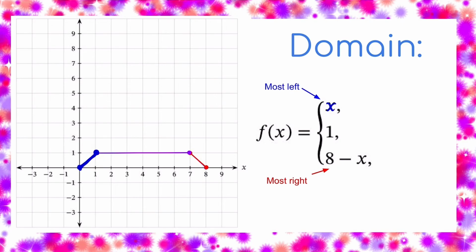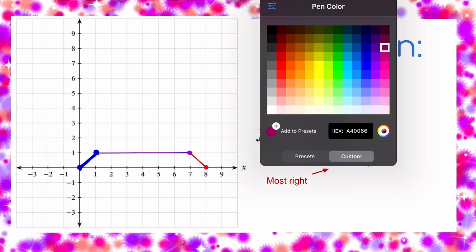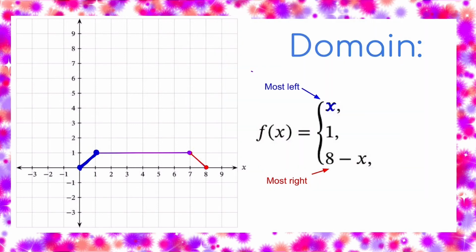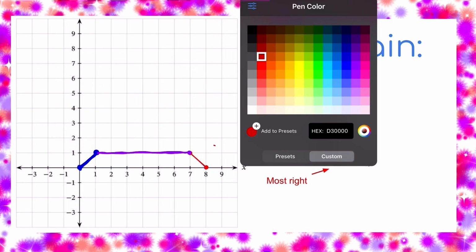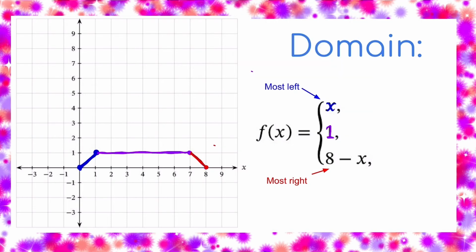And then we have one that's in the middle. This line is just y equals 1, and that's in the middle. And then the one at the end, our red one, it's the line 8 minus x. So you notice it goes in order from the most left to the most right on the graph, this being left, this being right.